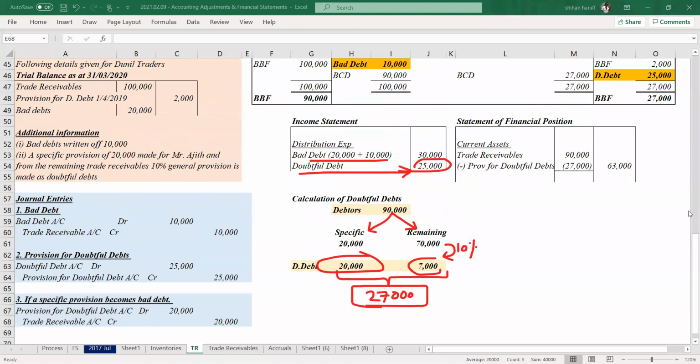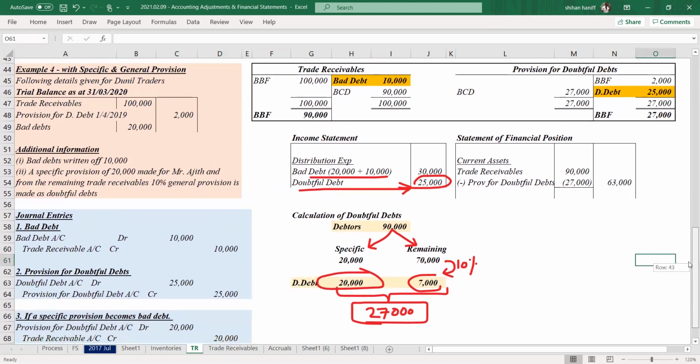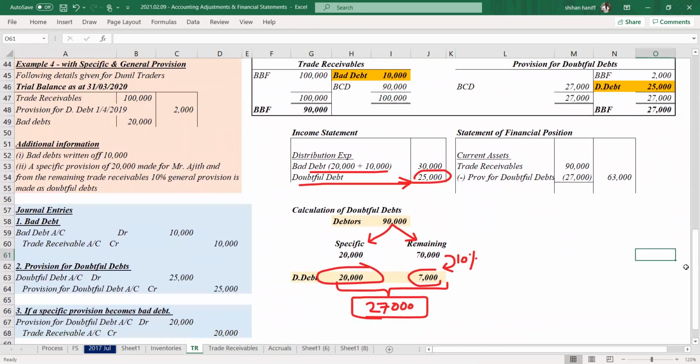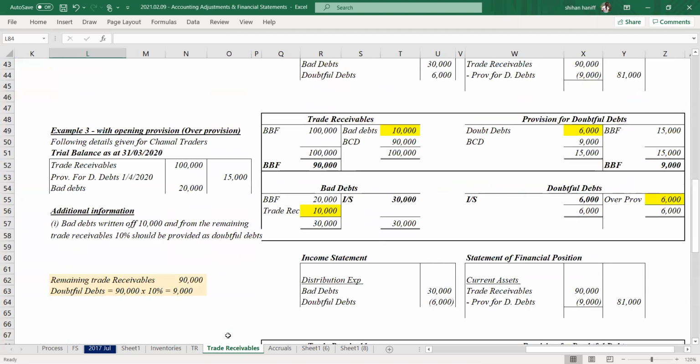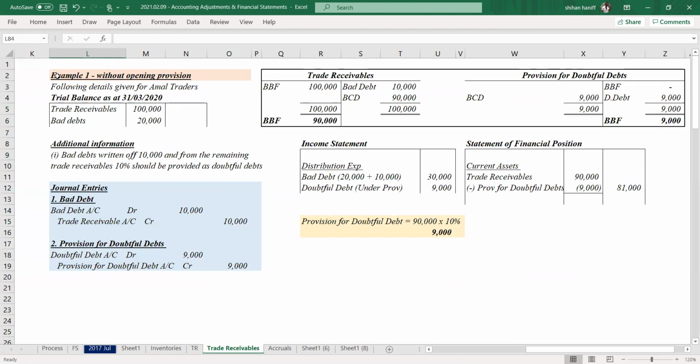Okay, so these are the adjustments that you need to know under trade receivables. I'll show all the adjustments. If you want to take screenshots, you can take it. So we did number one, we did without opening provision. So this example we did without opening provision. Example one. If you want to take a screenshot, you can take it.